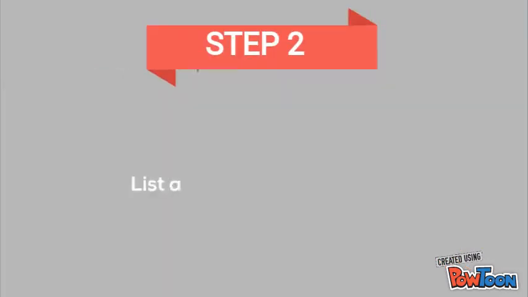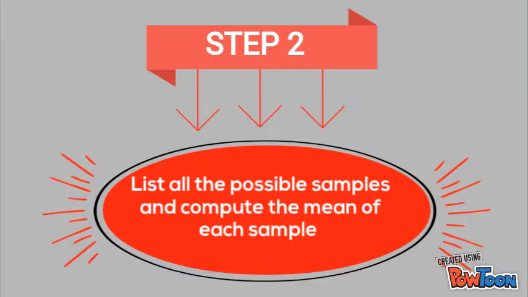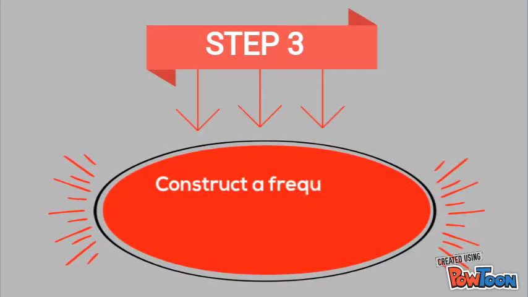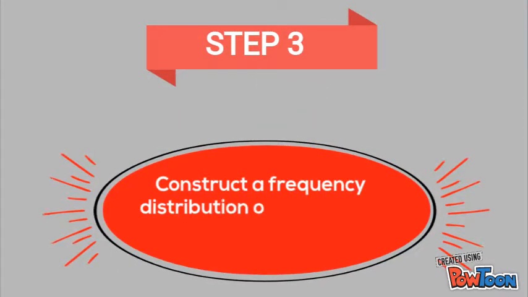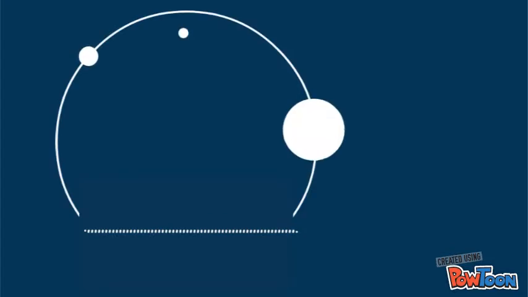Step 2. List all the possible samples and compute the mean of each sample. Step 3. Construct a frequency distribution of the sample means obtained in Step 2. Here's an example to clearly explain it all.